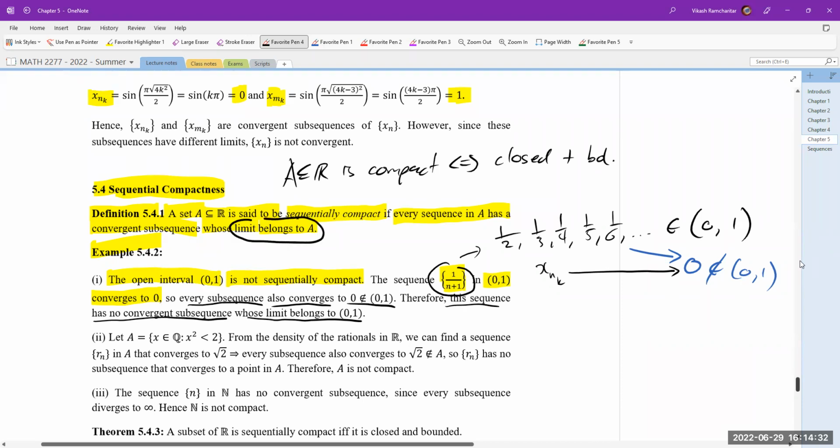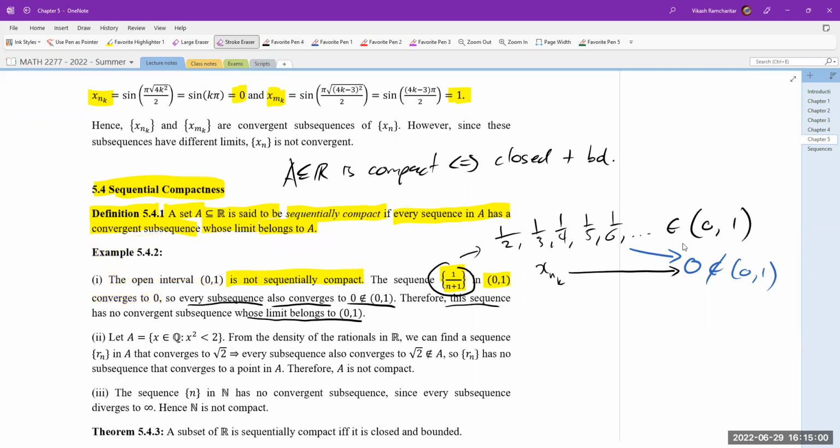The limit of it has to belong to the set because the limit exists, it's 0. The problem is 0 is not in the set. So this set is not sequentially compact. Sequentially compact means all of the limits of the subsequences have to belong to the set. So if every sequence has a convergent subsequence whose limit belongs to the set. Right, so make sure you know this one as well.